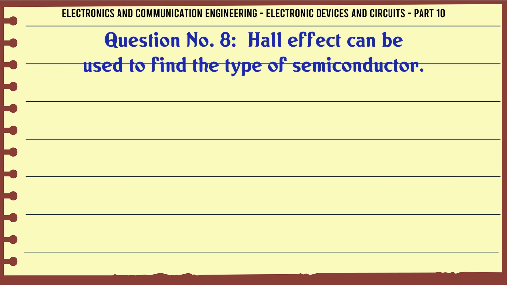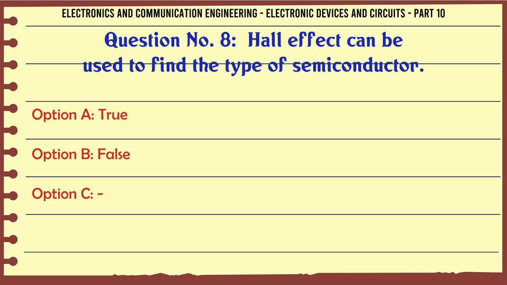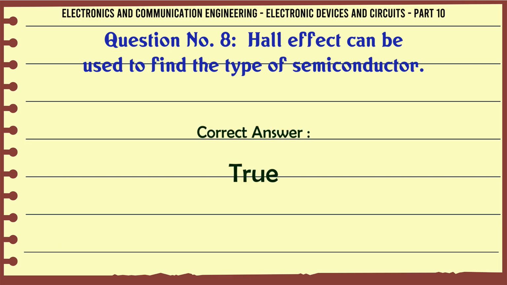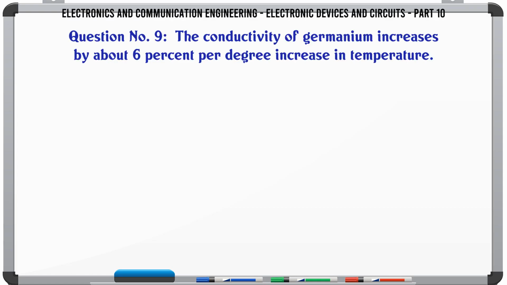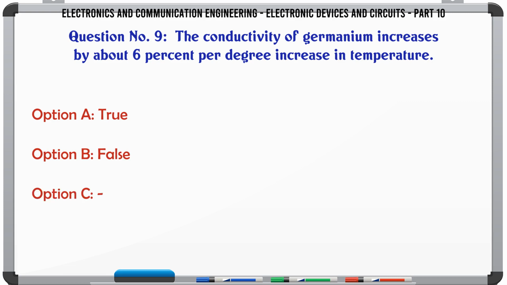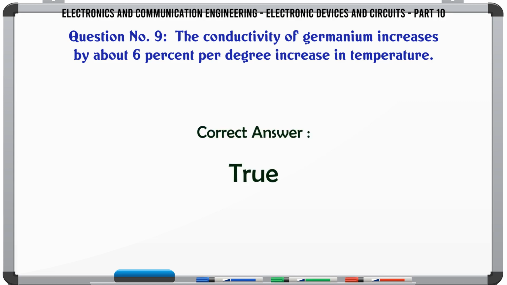Hall effect can be used to find the type of semiconductor. A. True, B. False, C., D. The correct answer is true. The conductivity of germanium increases by about 6% per degree increase in temperature. A. True, B. False, C., D. The correct answer is true.